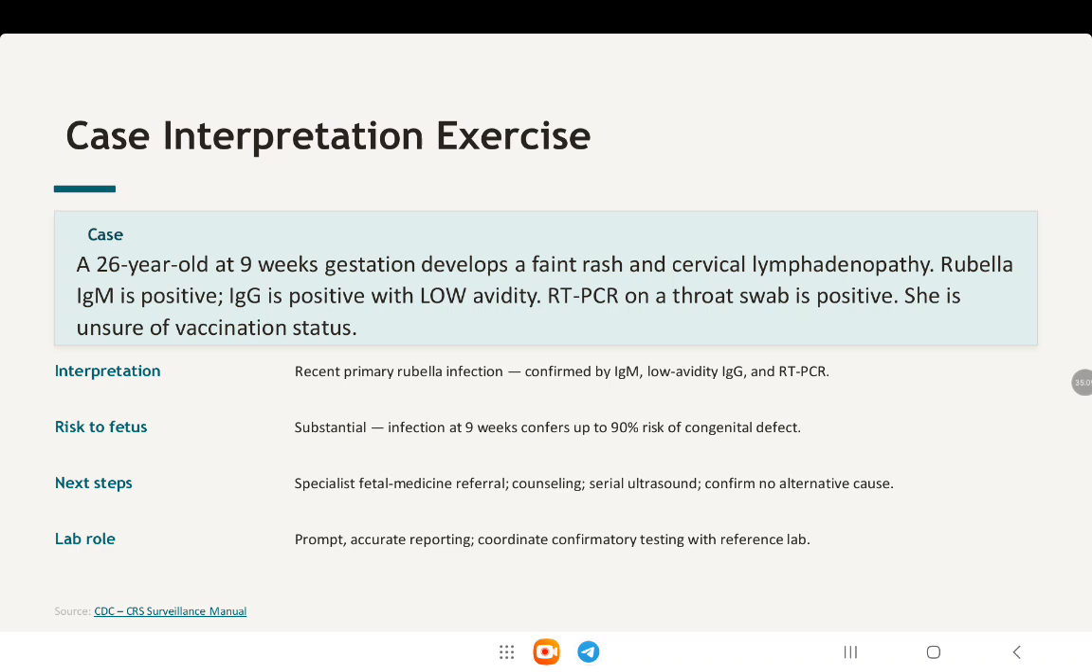The interpretation of the result for this patient is a primary infection. Why? Because the IgM is positive and the IgG has low avidity. This indicates a primary infection. Risk to the fetus: there is a high risk to the fetus because it is an infection in the first trimester. The next step is specialized fetal medicine referral to a consultant to follow up this fetus in the uterus of the mother.